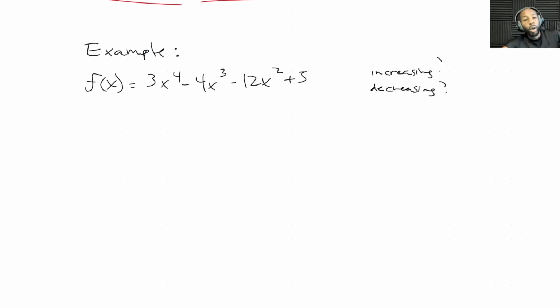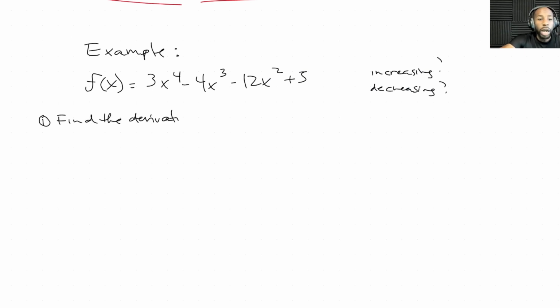So now we're using the first derivative to figure this out based on what we're talking about in this video. So remember, the way that we determine whether a function is increasing or decreasing is you look at the first derivative and you see where the first derivative is greater than zero, that's going to tell you where it's increasing. You see where the first derivative is less than zero, that's going to tell you where the function is decreasing. So let's first find the first derivative.